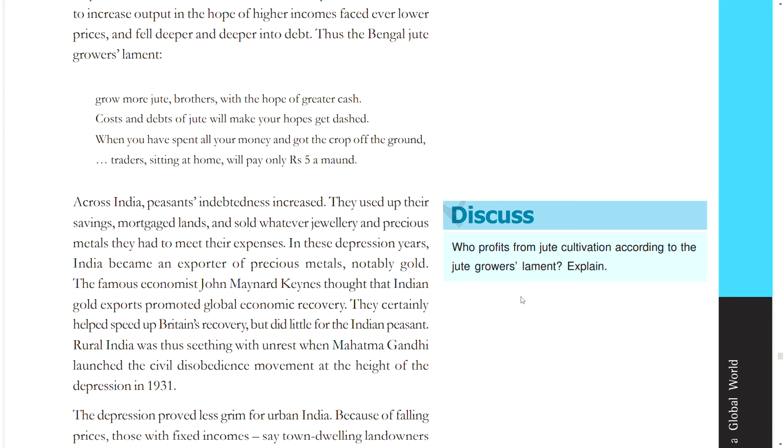Discuss who profits from jute cultivation according to the jute growers' lament. Explain.